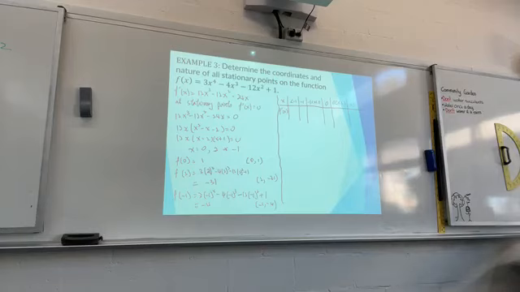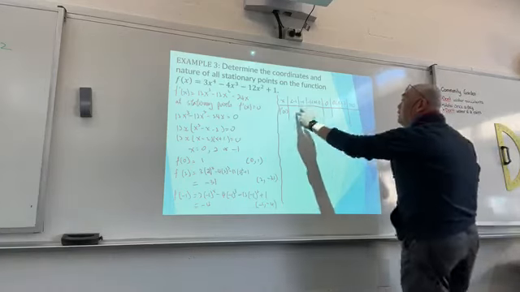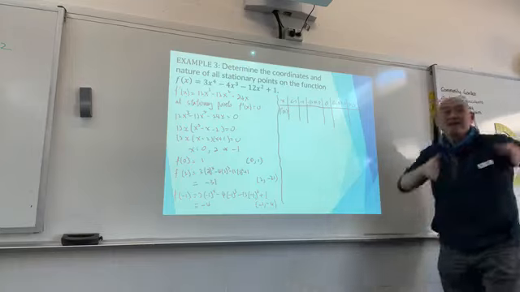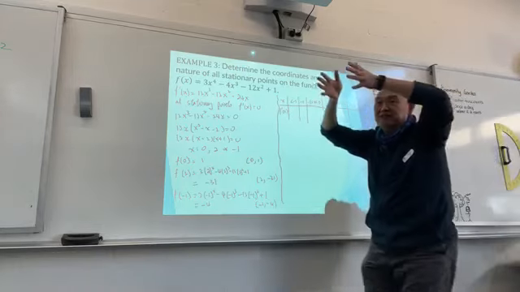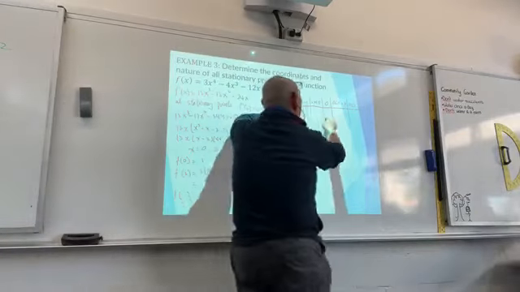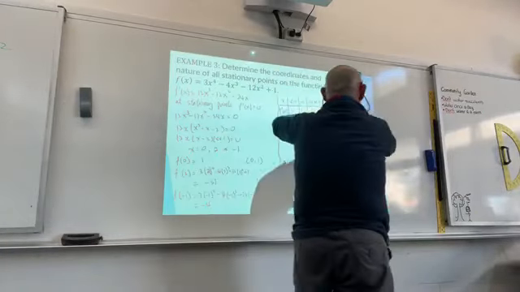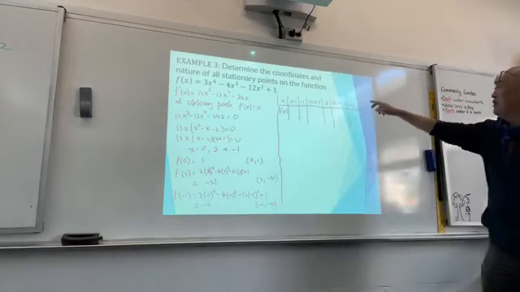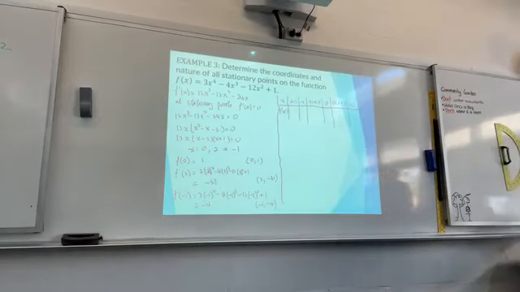You can see that there's 1, 2, 3, 4, 5, 6 distinct regions for the graph. Three of them would be stationary points. This one, I don't know yet. That should be greater than 2, not greater than 0.